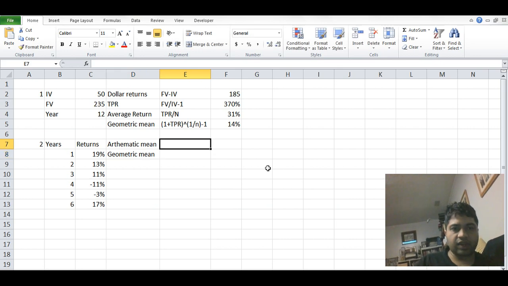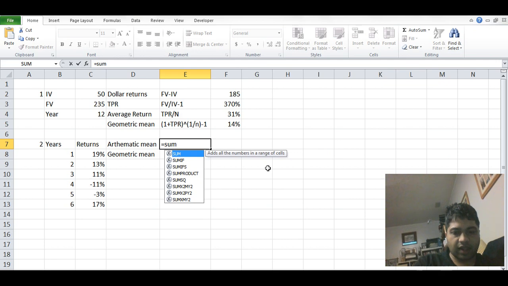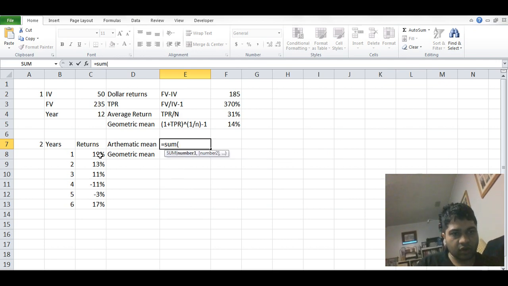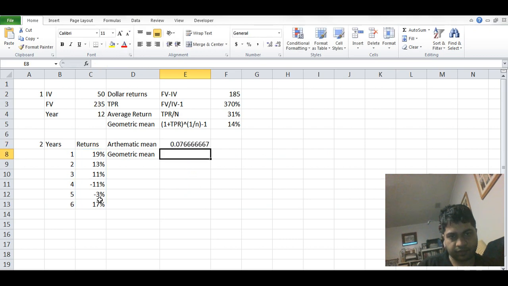So how do you calculate arithmetic mean? Arithmetic mean is simply the addition of all these returns divided by n, that is 6. So arithmetic mean is somewhere around 7.67%. Okay, the geometric returns formula is a little tricky, so I'll write down the formula first.